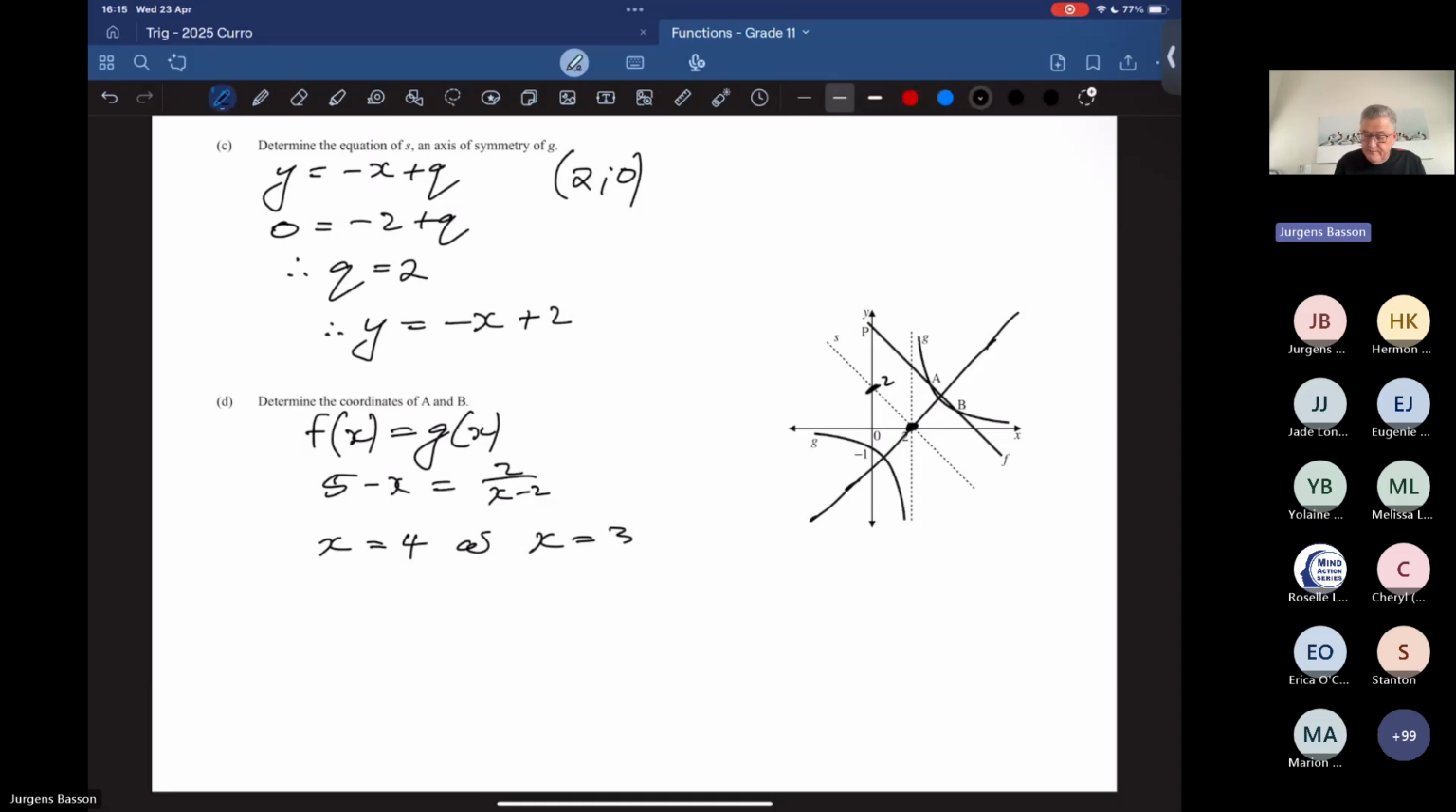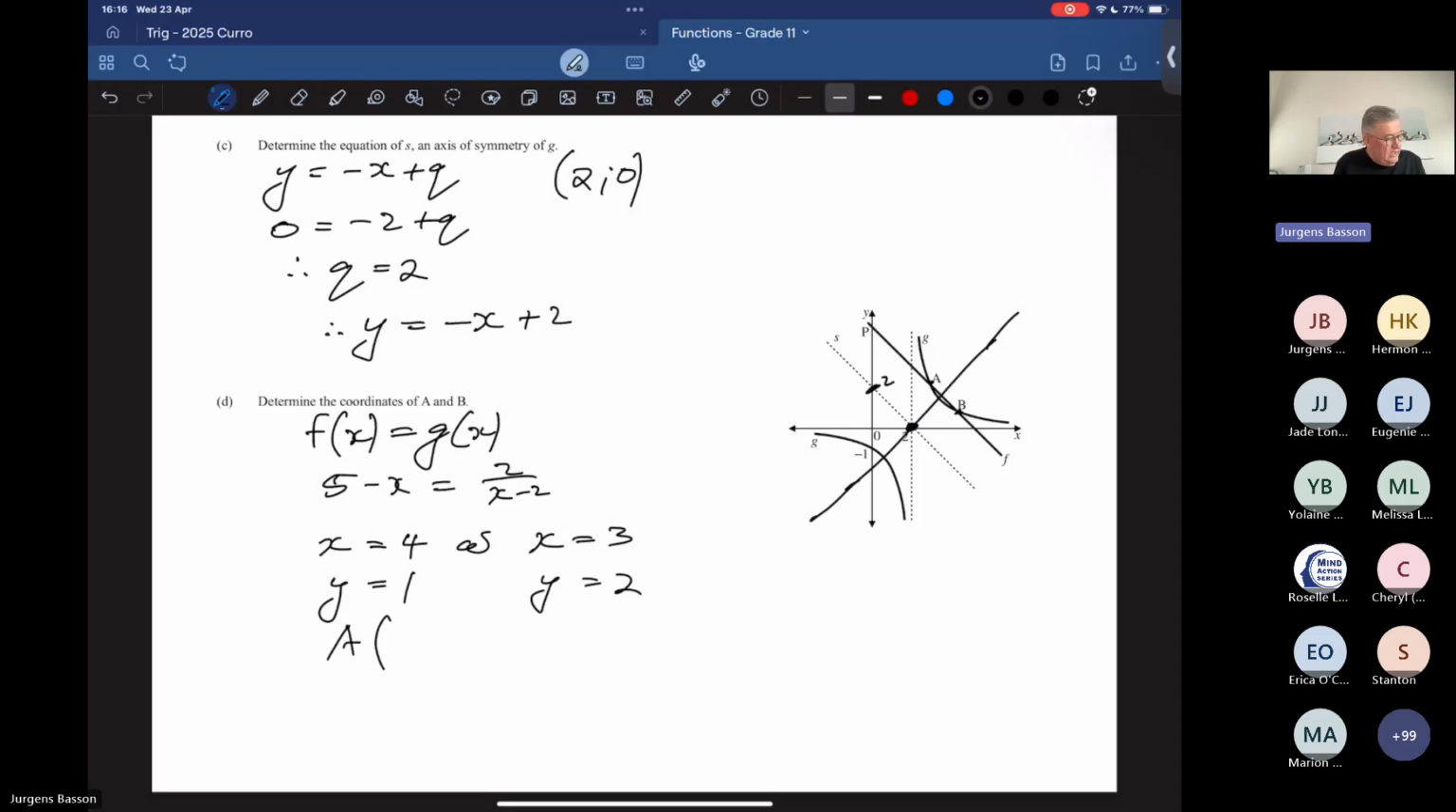4 and 3. Those are the x values, and you can notice from the graph both are positive. Then we substitute into the straight line, which is the easiest, the 4 in, and then we get the corresponding y values. If we substitute that into the straight line, 5 minus x, this will be 1, and 5 minus 3 will be 2.